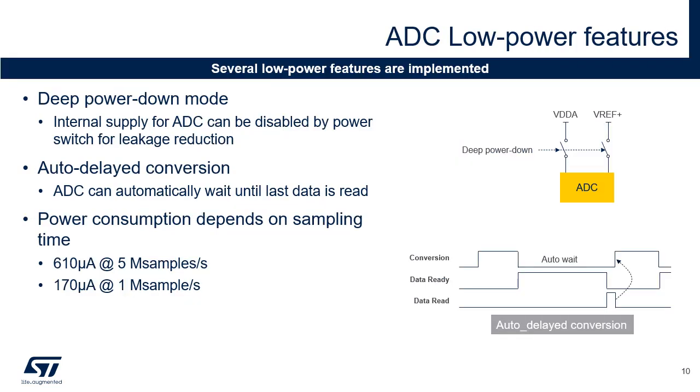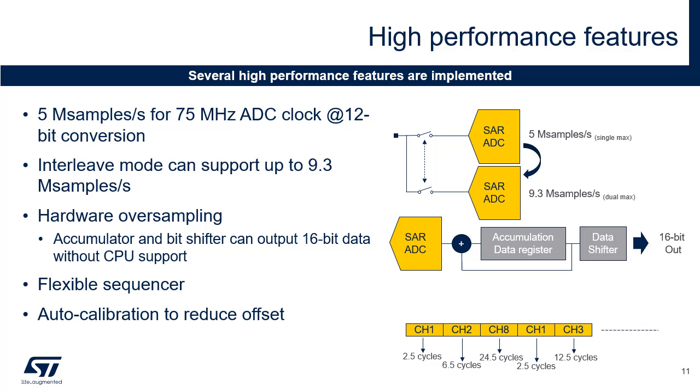The STM32H5's ADCs support a deep power down mode. When the ADC is not used, it can be disconnected by a power switch to further reduce the leakage current. Auto-delayed mode makes the ADC wait until the last conversion data is read before starting the next conversion. This avoids unnecessary conversions and thus reduces power consumption. The power consumption is in function of the sampling frequency. For low sampling rates, the current consumption is reduced almost proportionally. All the values in this slide are related to STM32H56X and STM32H573 MCUs.